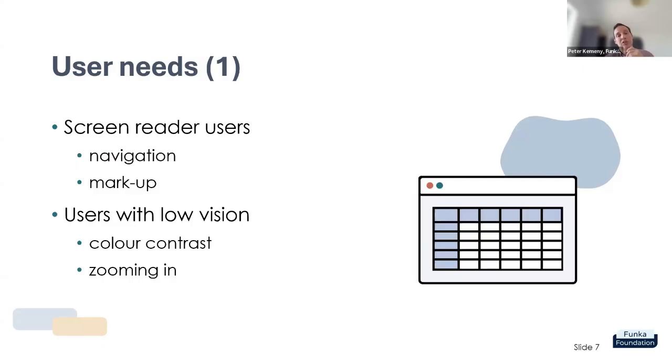Another important thing to mention is that users with low vision might use magnification, might want to zoom in on the table. So it's important that, on the one hand, the table layout allows that as much as possible, the data can be kept together, and the header data can be identified for the data cells in the middle of the table.